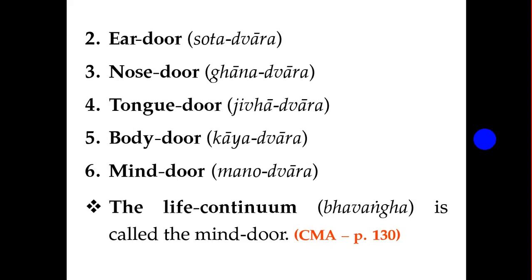After bhavanga stops, five door adverting, eye consciousness, etc., all these active states arise. So therefore, all the bhavanga cittas are called the mind door, right? All the active mental states arise only after stopping the bhavanga. It looks like all the active mental states come out from the bhavanga, right? So therefore, bhavanga is considered a door, right? I think that is very good to understand.